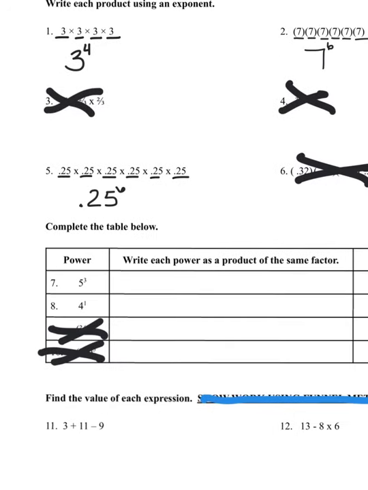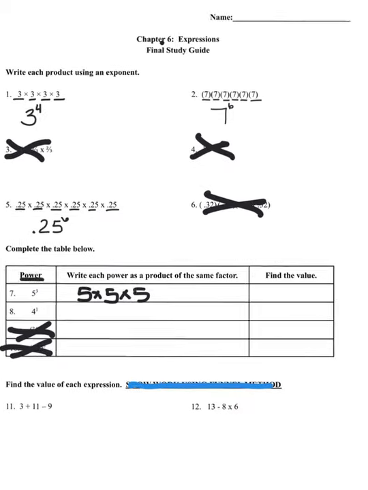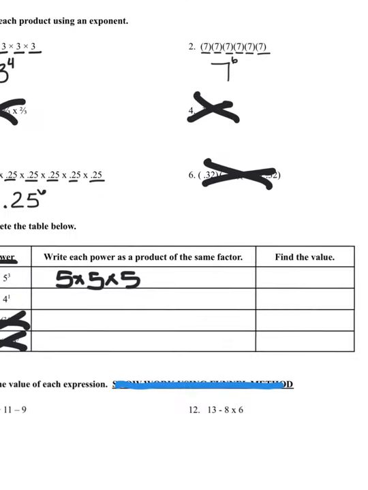Now for the table, it's asking us to write each power, which is over here, as a product of the same factor. So we are going to break it down. So for number 7, it's asking us 5 to the 3rd. So 5 is going to be what we're multiplying by, and the 3 tells us we have 3 5s that we are multiplying out. So it'd be 5 times 5 times 5, and then it asks us to write down the product of it. So we figure out what 5 times 5 times 5 is, and that gives us 125.